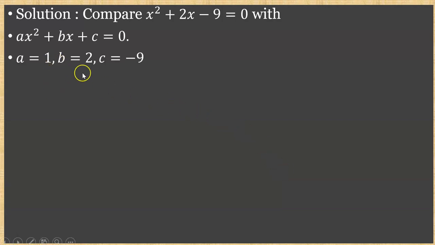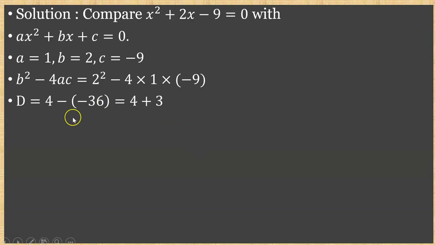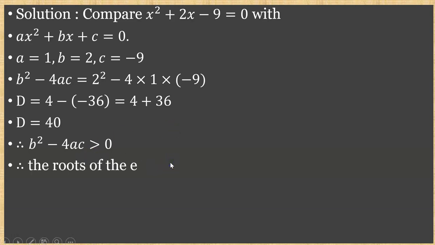Okay, a is 1, b is 2, c is minus 9. We have substituted the values here. That is 4 minus, in bracket, minus 36, and minus minus here will become plus. D is equal to 40. We got the value of D as 40. It is positive, and therefore the roots of the equation are real and unequal.